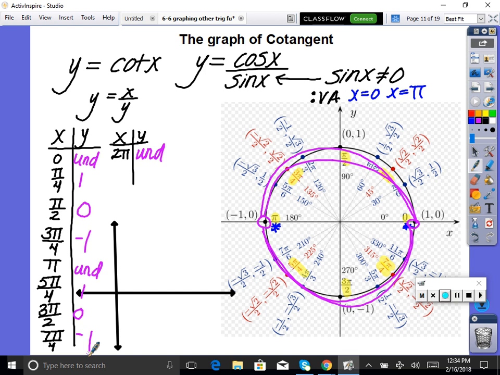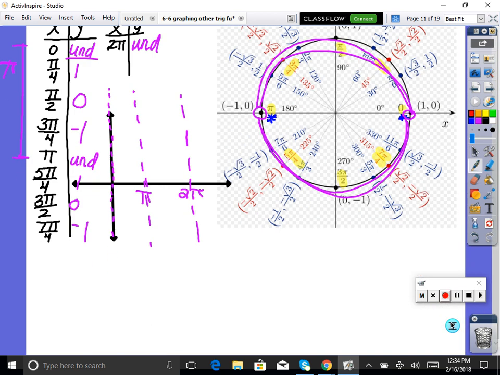Notice on cotangent, our first asymptote will be at 0, not split evenly over the y-axis, but at 0. Our period is still pi in length. If you notice, it repeats after pi. So our next asymptote will be at pi, then 2 pi, and we can draw as many as we want. It works the same way as tangent. Halfway in between would be the 0. So right here, notice at pi halves, right?